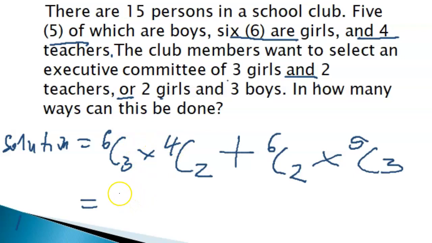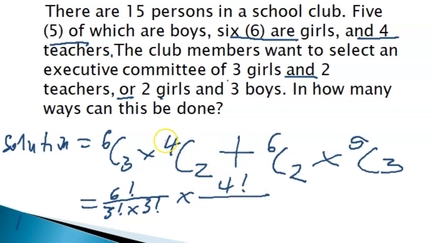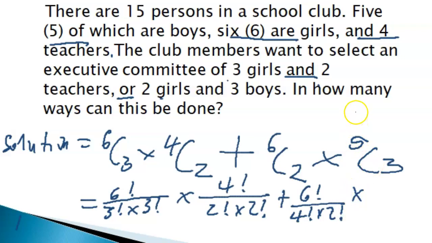So 6 choose 3, that's 6 factorial over 6 minus 3 factorial, so that's 3 factorial times 3 factorial, times 4 factorial over 4 take away 2 factorial times 2 factorial, or so plus 6 choose 2, that's 6 factorial over 6 take away 2, that's 4 factorial times 2 factorial, times 5 factorial over 5 take away 3, that's 2 factorial times 3 factorial. So the calculations.